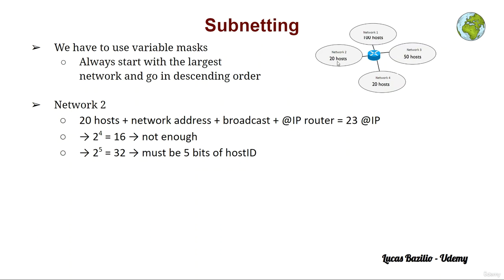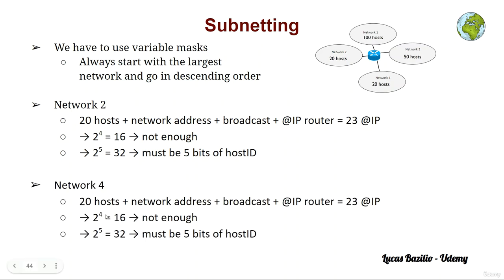Here we can pick network 2 or network 4 because both of them have the same size. So it is your choice. We opt for network 2. So we will need 20 for the hosts, plus 1 for the network address, plus 1 for the broadcast address, and finally 1 for the IP address of this interface for the router. So in total, 23 IP addresses. With the power of 4, 16, this is not sufficient, but with the power of 5, yes. 2 raised to 5 gives us 32. So network 2 will have 5 bits of the host ID.